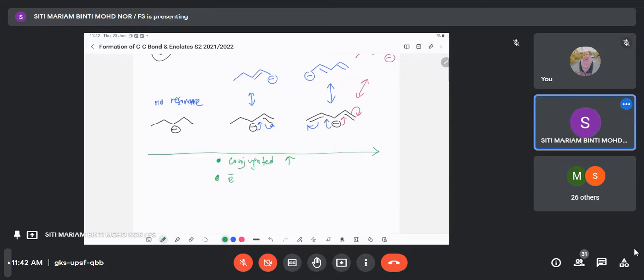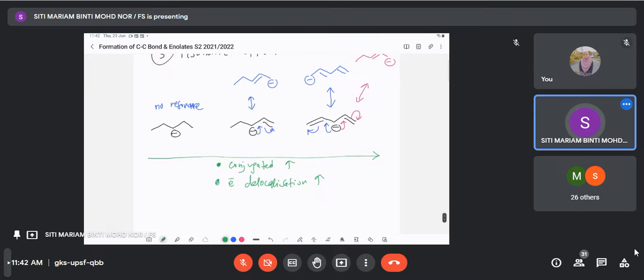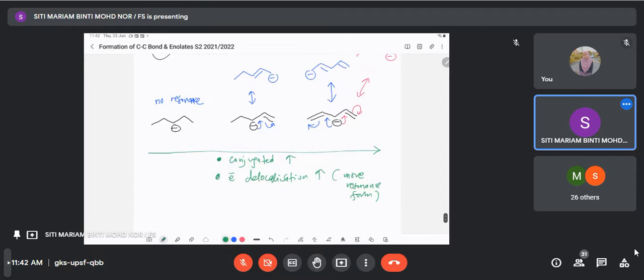How can I write it? Electron delocalization increases as well. So I just write it like that. Okay. So when you have more conjugated system, more electron delocalization, in other words, you will have more resonance forms. Maybe you can put it in brackets, more resonant form or more resonant structure.